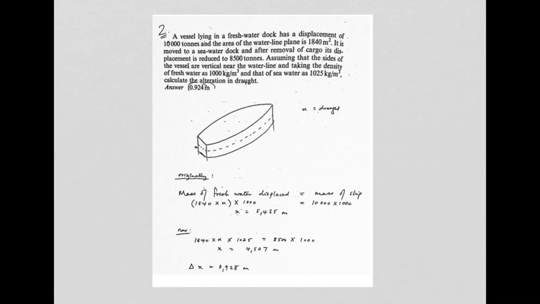Assuming that the sides of the vessel are vertical, we've done that, and taking the density of fresh water as 1,000 kilograms per cubic meter and that of seawater as that much, calculate the alteration in draft. So originally it lay at a draft of 5.435 meters. That was taking into account the fresh water and the original displacement or mass of the ship. Then things changed and the displacement changed, as did the density.